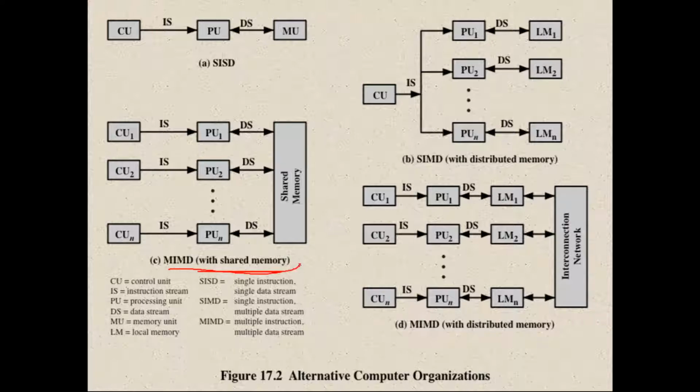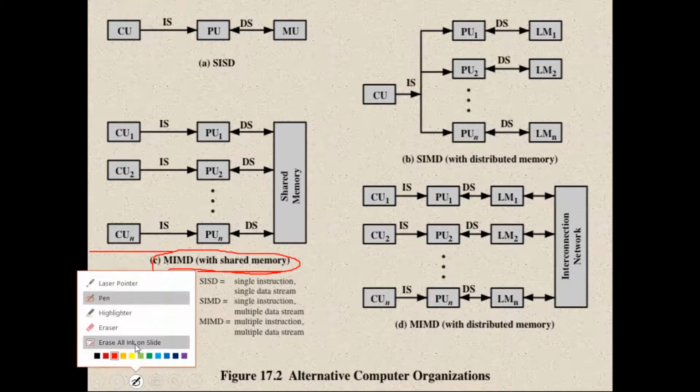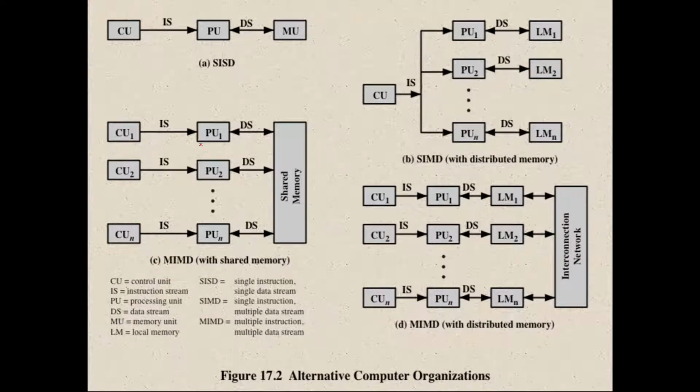Then this is MIMD with shared memory. What do you have? We have different control units. There are different processing units, processing unit 1, 2, up to processing unit N. Each of these has its own control unit, CU1 to CUN, because we have multiple instruction and multiple data streams. Each of these units provides its own instruction. CU1 provides its instruction to PU1, CU2 provides the instruction to PU2, and so on, up to CUN providing the instruction to PUN. And each of them will be using different data.